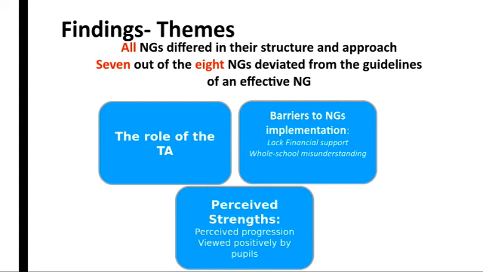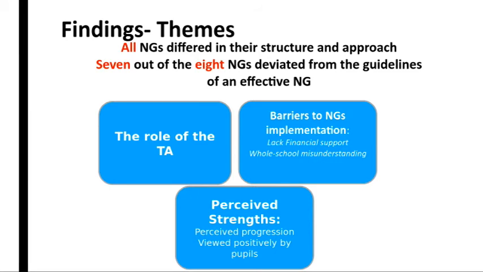Okay, so then I'll move on to the second theme, which was the barriers to the nurture group's implementation. One of the main barriers was a lack of financial support. A lot of the participants stated that they weren't able to run an effective nurture group because they didn't have the finances to do so. And I suppose that would explain why TAs had taken on such a big role within these nurture groups, because of course they are the readily available source, and of course they're much cheaper.